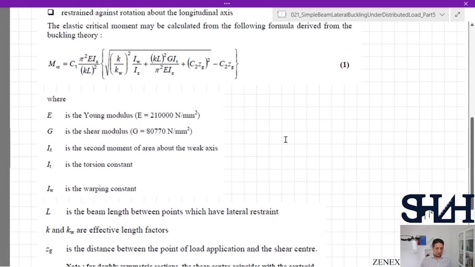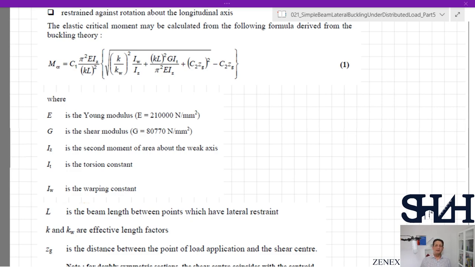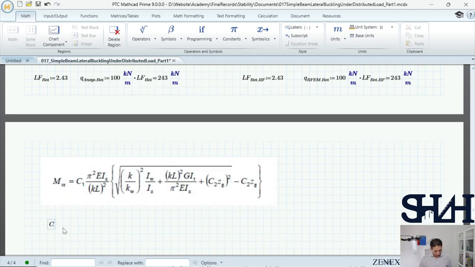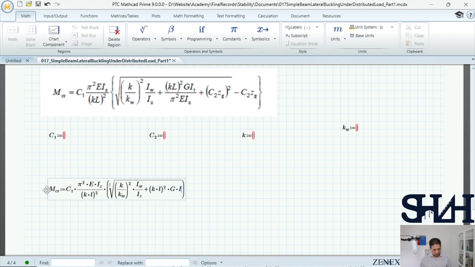Coming back to the equation, the easiest way is using MATCAD to write down the equation. I will use the same MATCAD sheet that we used for the total potential energy method. It is good that we have these values as well. We don't need to write them down again. C1, we will come back to this in a while. C2, K, and Kw. So M critical will be C1 times pi squared times E times Iz divided by K times L squared, multiplied by the square root of K divided by Kw squared times Iw divided by Iz, plus K times L squared times G times It, the torsional constant, and then divided by pi squared times E times Iz, plus C2 times Zg squared, and then minus C2 times Zg.